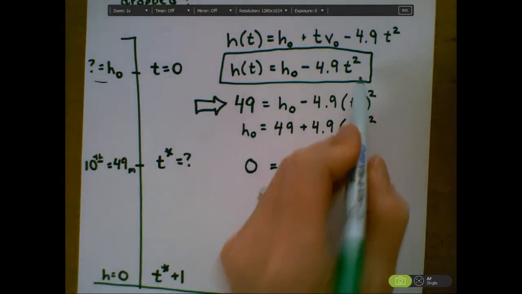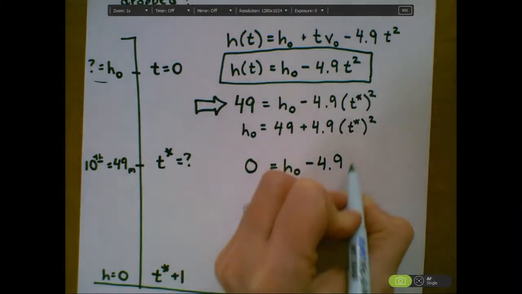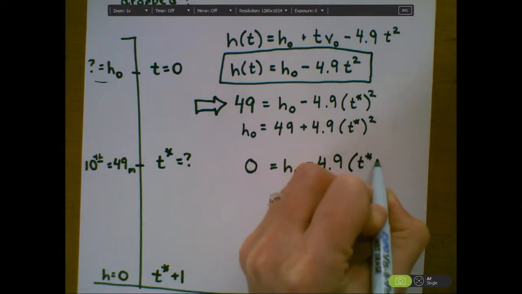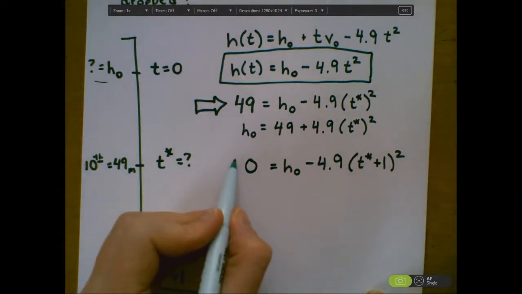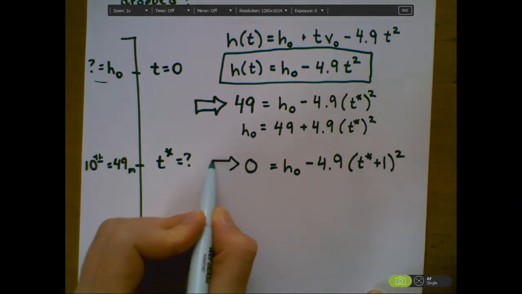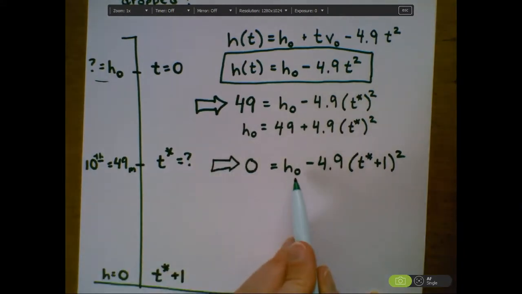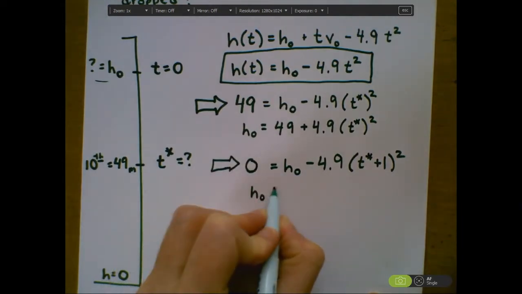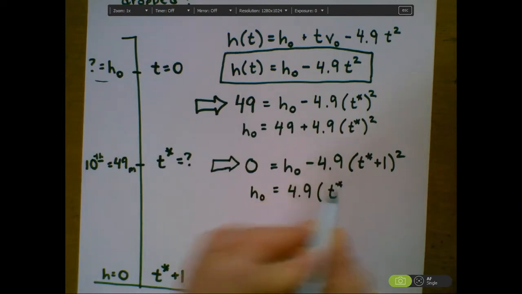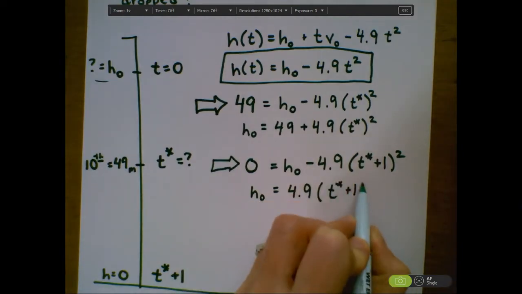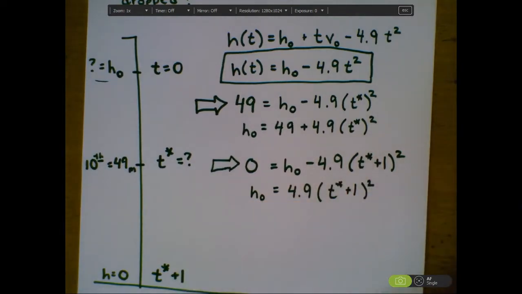Instead of t squared, notice that the time in this case is (t star plus 1) squared. So I'll put another arrow here because this is our other equation, and I'm going to solve for h naught. When I solve for h naught, I get h naught is equal to 4.9 times (t star plus 1) squared. Why is this interesting?